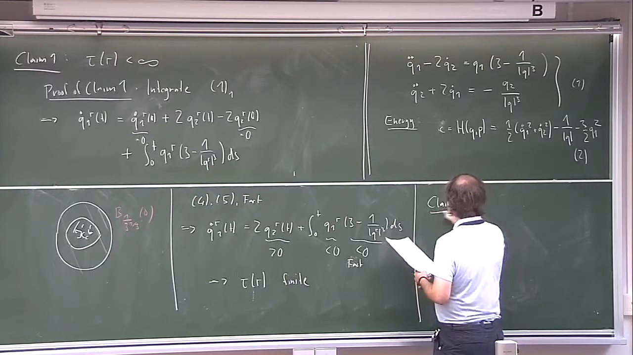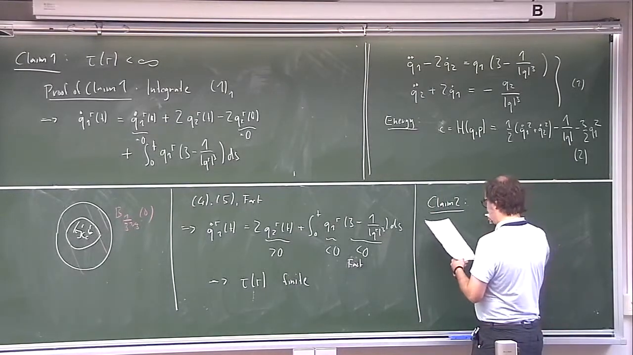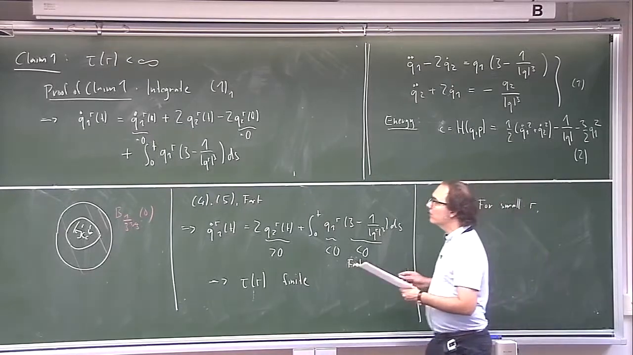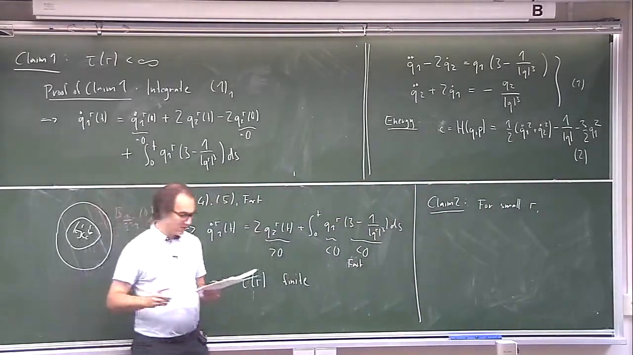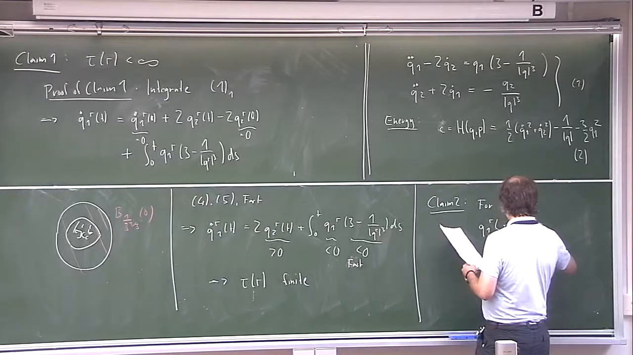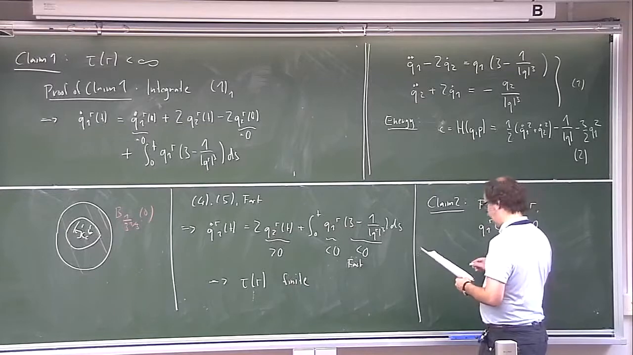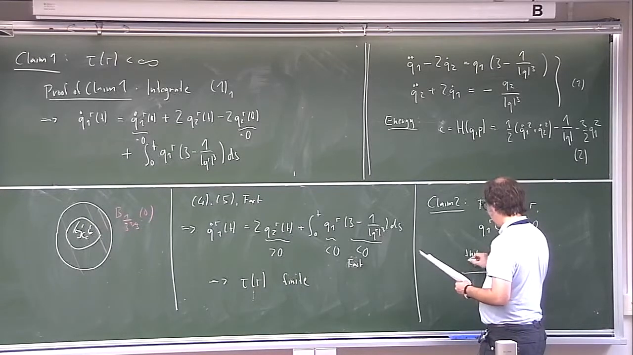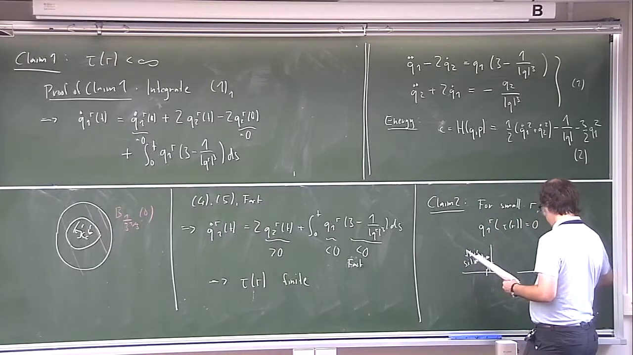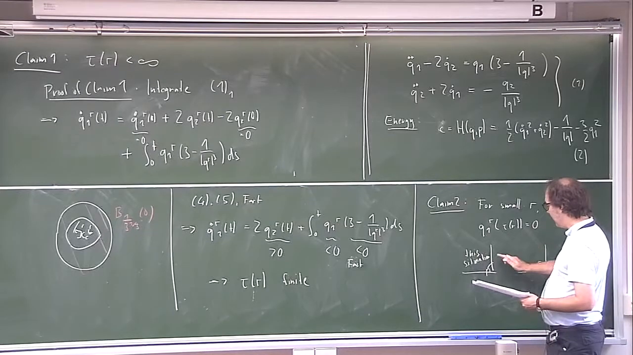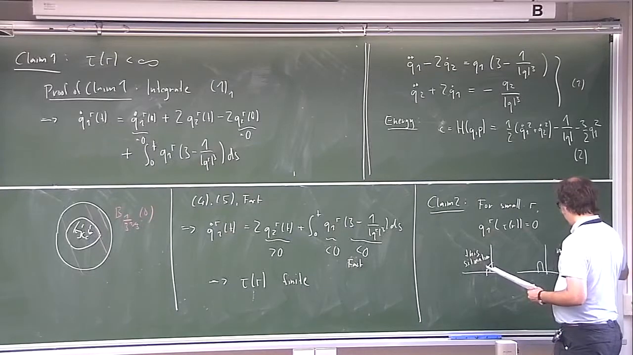Claim 2. For small r, the first alternative holds, so at tau r, q1 of r tau r is 0. Also, for small r, we have this situation and not this. So we know after some time we either hit the y-axis or the x-axis. I say for small r, we will actually hit the y-axis, not this situation.